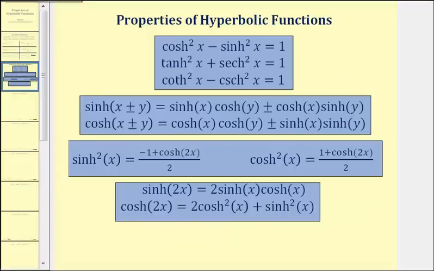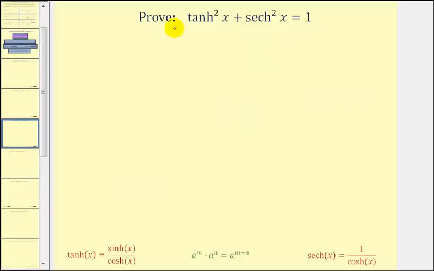In this video, we're going to be proving this identity here, where hyperbolic tangent squared x plus hyperbolic secant squared x is equal to positive 1. So let's go ahead and get started. I want to show a pretty detailed proof, so we're going to write each of these hyperbolic functions in exponential form, square them, and then show the left side is equal to positive 1.